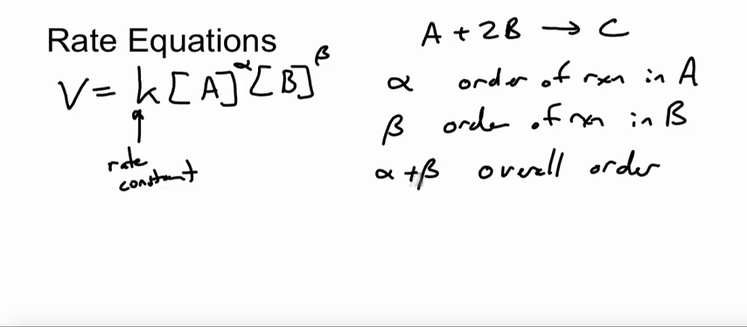A natural question might arise: can we look at this overall reaction and come up with the rate equation? Can we find out what alpha and beta are just by looking at the overall reaction? And the answer is most emphatically no. I'll show you why that's not true on the next slide.